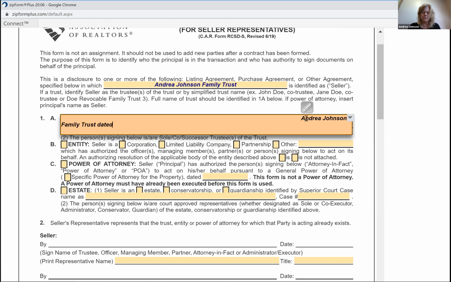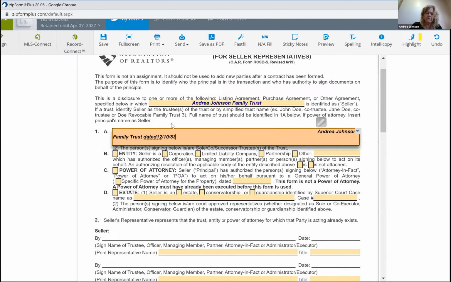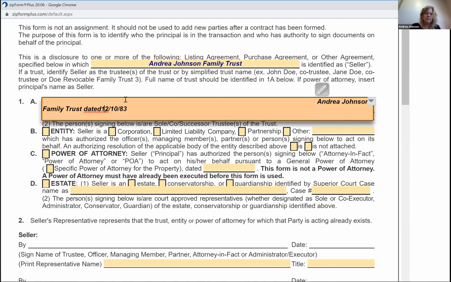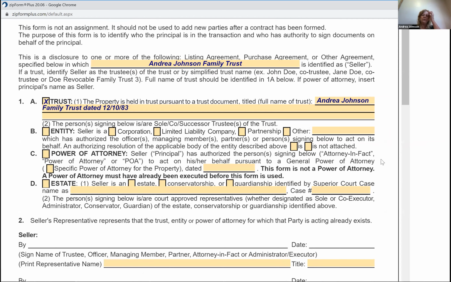Dated. Whenever it's dated. Okay, and that's usually... I don't know why it won't let me put a space in there, but it's not seeming to like that. Okay, there we go. So you put in the full name of the trust.